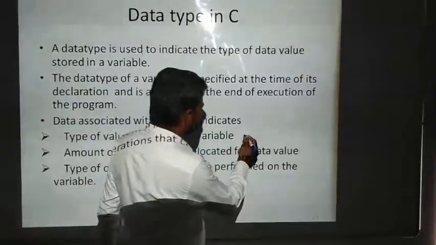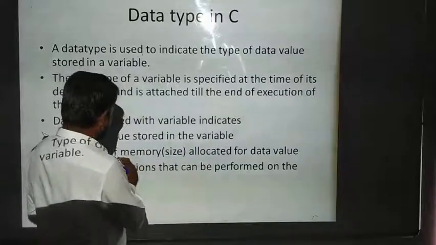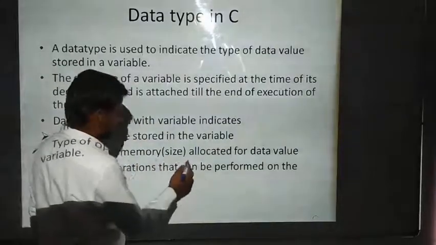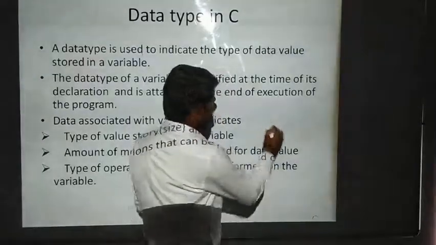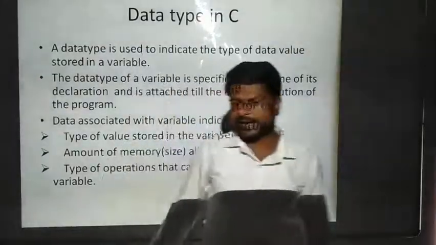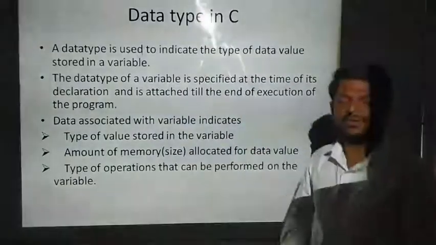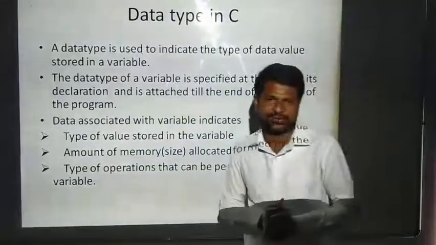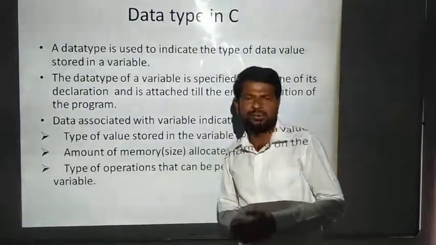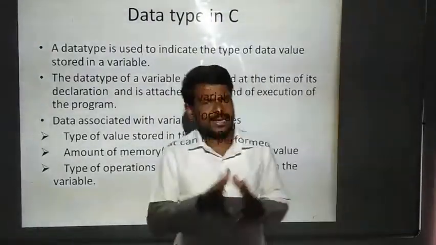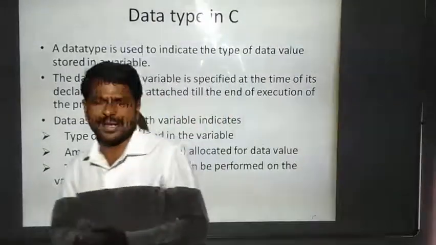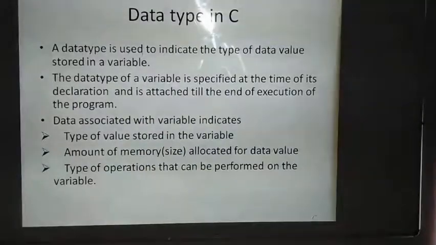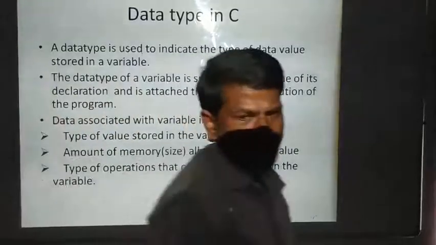Suppose, here, amount of memory size. What does memory size mean? If you are typing A, it will take a size of 65 according to the ASCII code. The size of capital A is 65. For small a it is 97. For each and every letter it occupies some memory space.